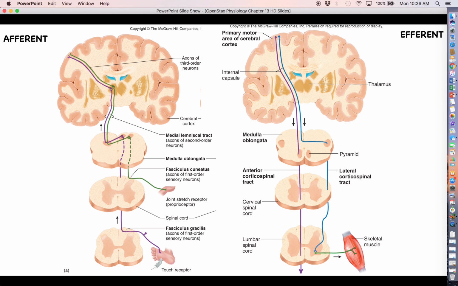And the nice thing about this particular diagram is not only does this allow us to see what's happening at the medulla, but it allows us to reaffirm a lot of what we've talked about before in terms of afferent and efferent information coming into and out of the central nervous system. So let's start on the left side. The left side of the diagram is going to cover the afferent side, and the right side is going to cover the efferent side.